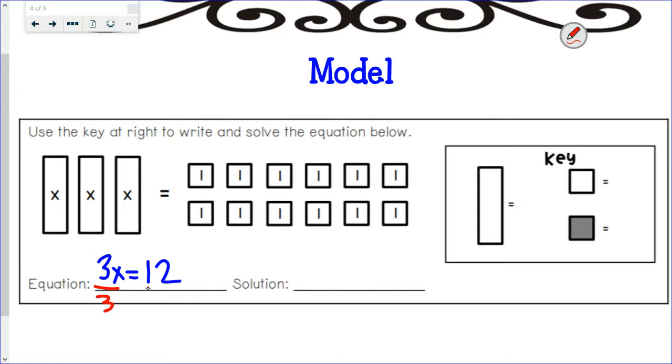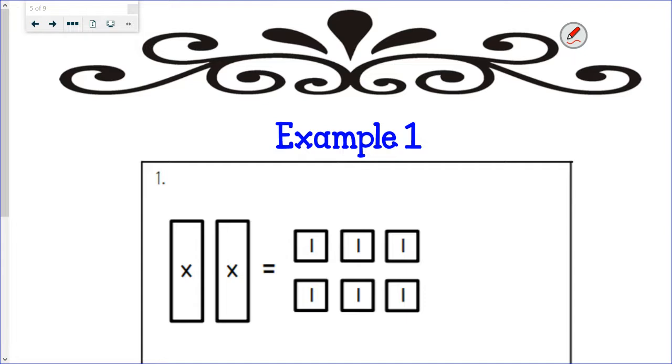And what we do to one side, we have to do to the other. So 3 divided by 3 is 1, so those cancel, and we're left with the x. So x equals, and 12 divided by 3 is 4. If you want to fill in your key, x, this is positive 1, this is negative 1. Okay, example 1 on your notes.